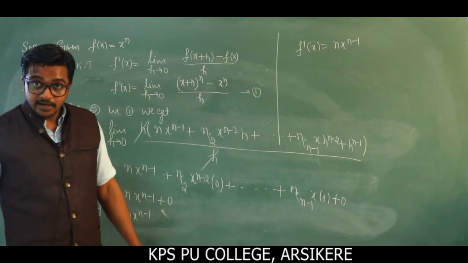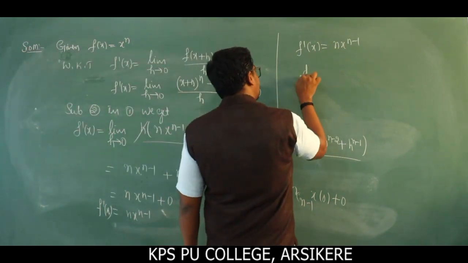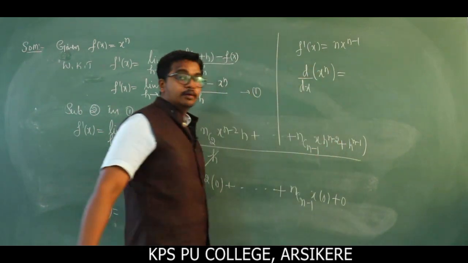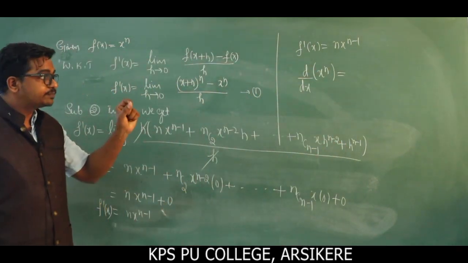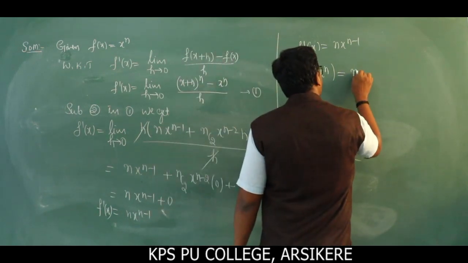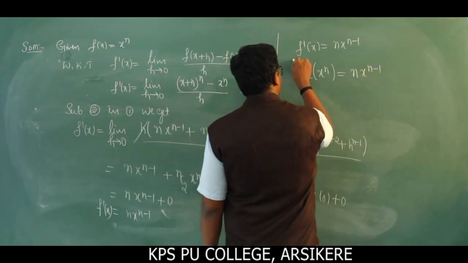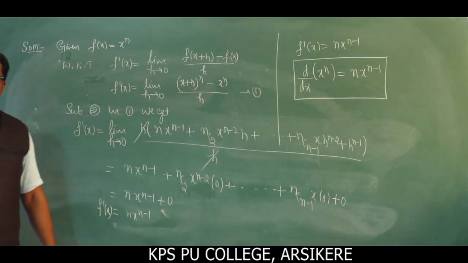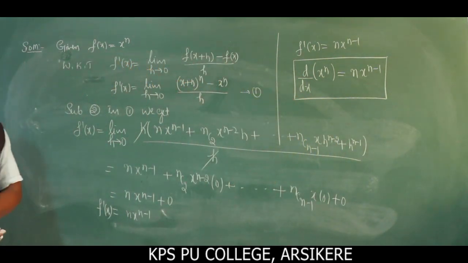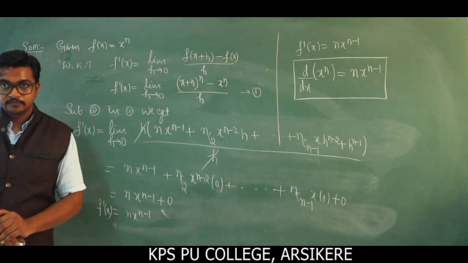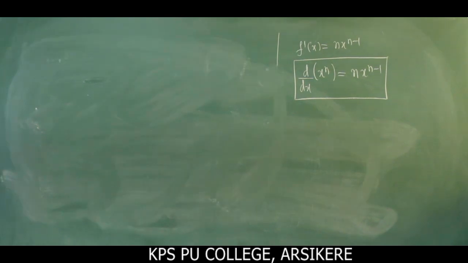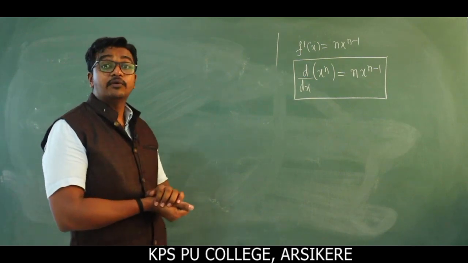This also can be written as d by dx of x power n. This is the most important one. Make a note, d by dx of x power n is equal to n into x power n minus 1. This is the formula. d by dx of x power n is equal to n into x power n minus 1. Take a pause and note it. Just observe, dear children, d by dx of x power n is equal to n into x power n minus 1.